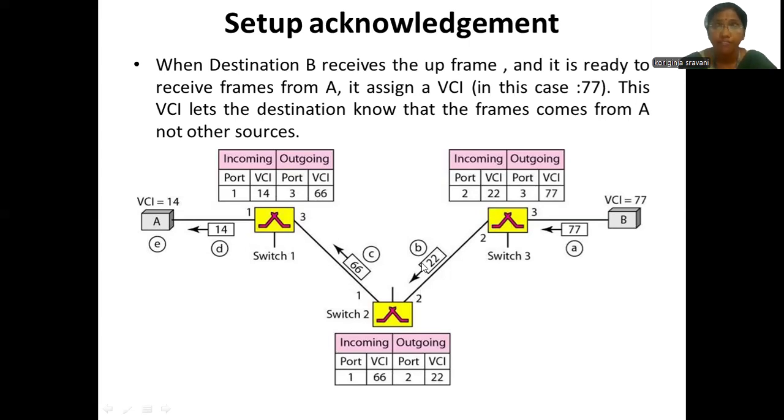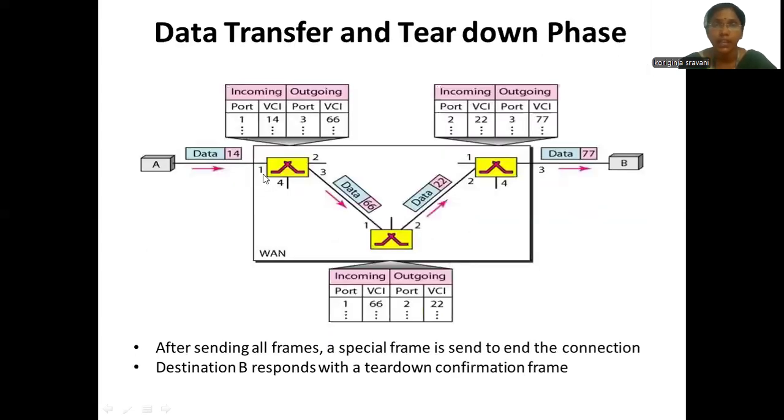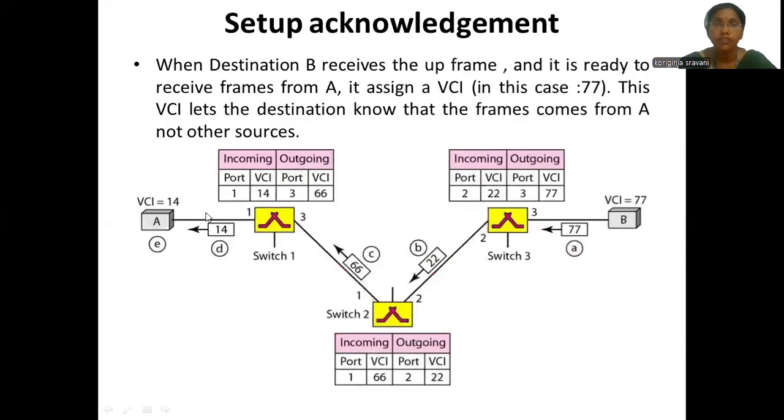Now, after the setup acknowledgement has been received from B by A, data transfer can be done. Until now we have not sent any data. We have just learned the output port and VCI in this acknowledgement and setup request.